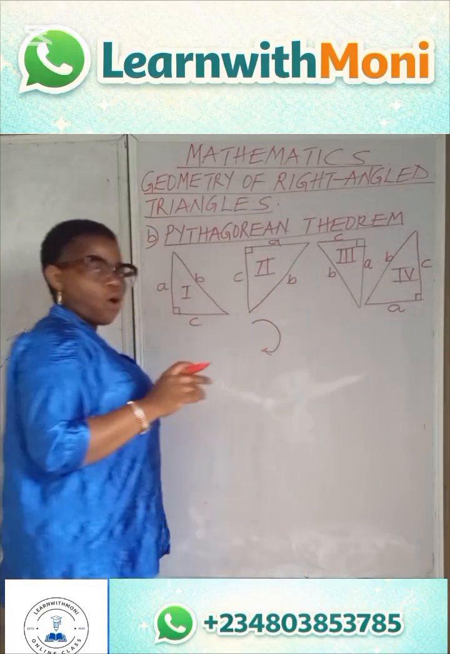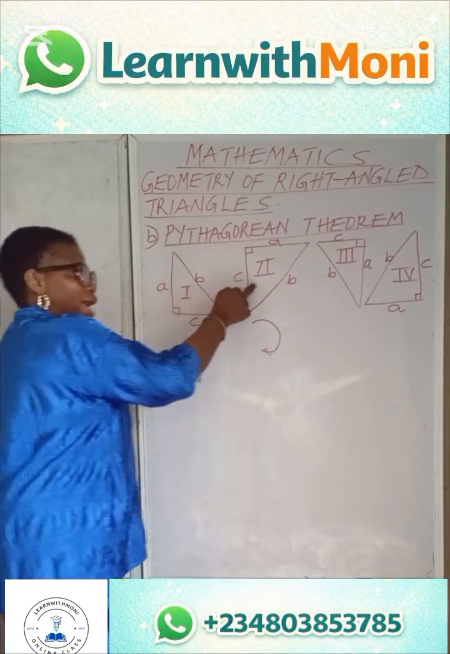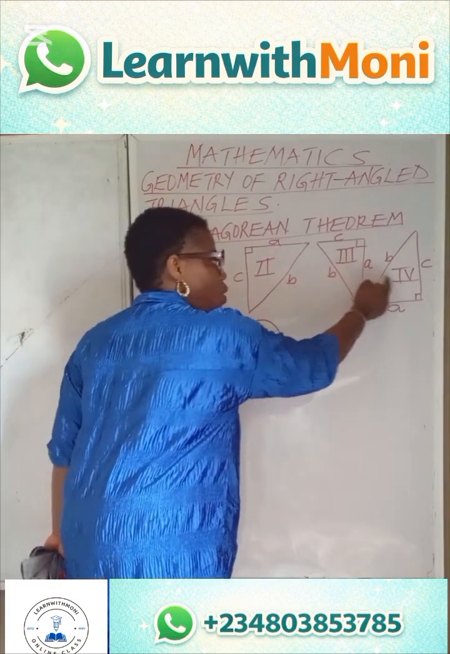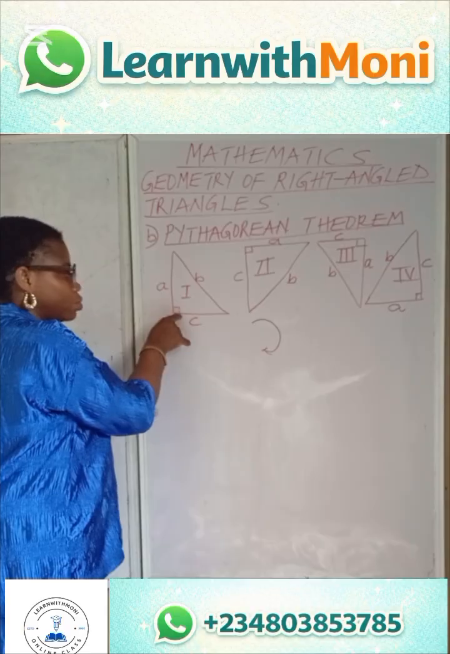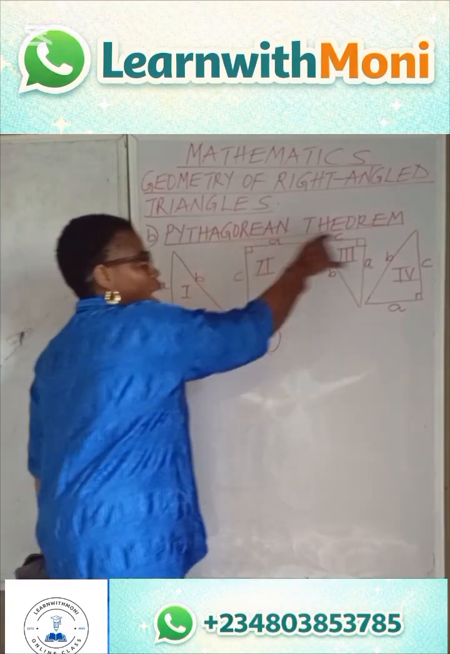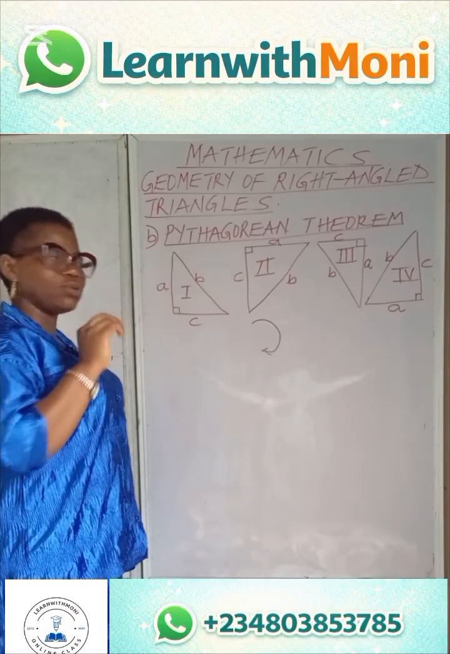So whether your right-angled triangle appears this way, or like this, or like this, once you are able to spot your right angle, which is the square corner angle, then you are certain it is a right-angled triangle.